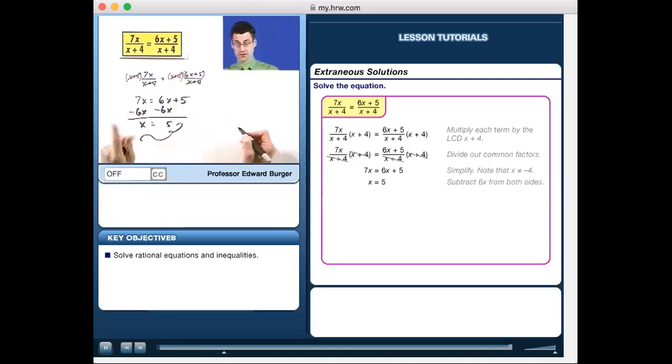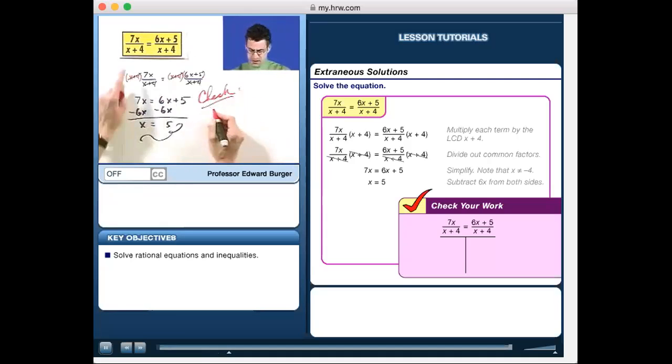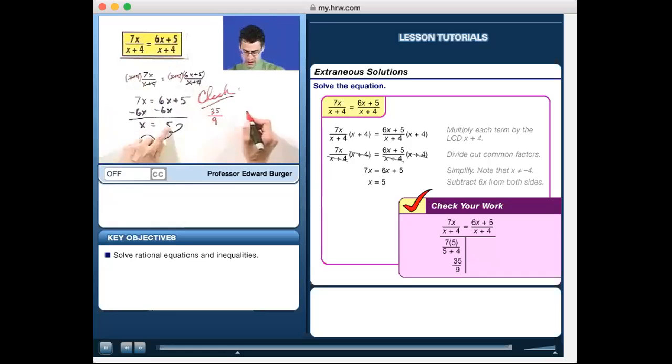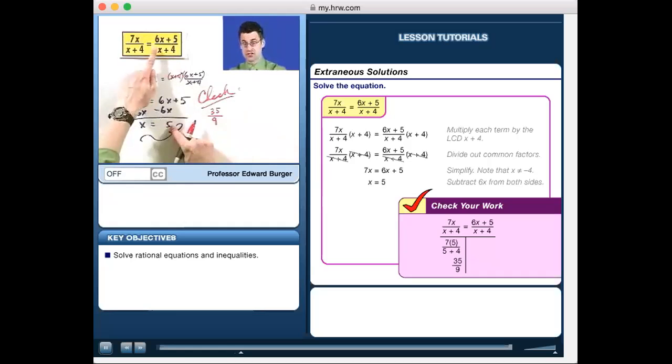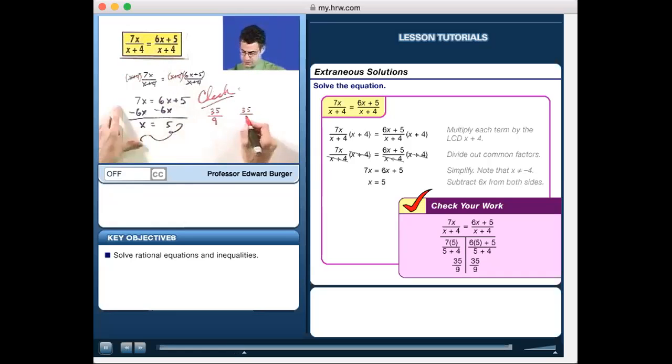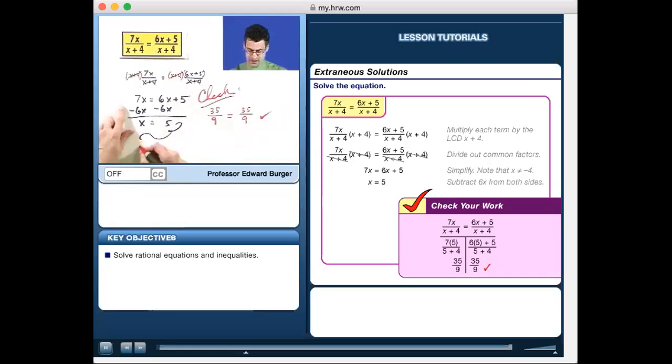Need to check our answer to make sure this is really okay. So let's take a little quick check. Put 5 in here. So 7 times 5, that's 35, divided by 5 plus 4 is 9. And the question is, does that equal this side? Put a 5 in for x, that's going to be 6 times 5, which is 30, plus 5 is 35, divided by 5 plus 4, which is still 9. Yep, it sure checks. So we've got one answer, and the answer is x equals 5.